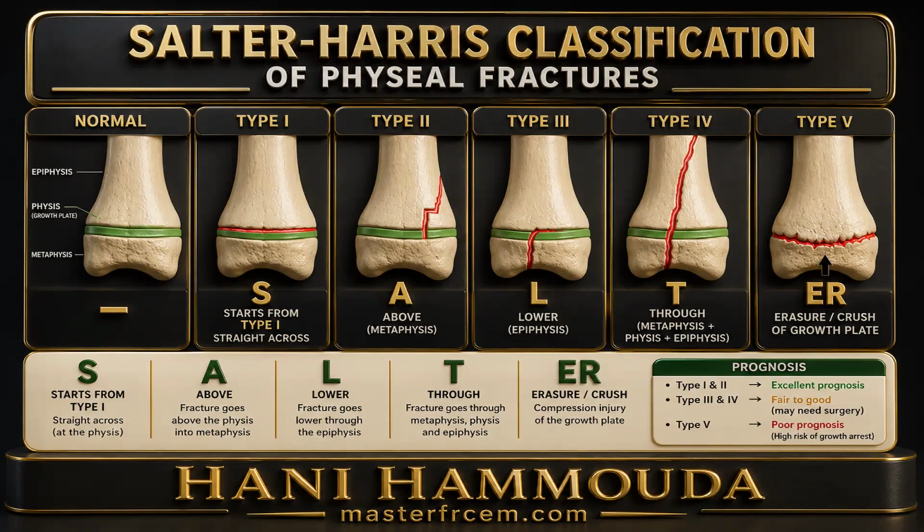And type 2 is above the physis. And type 3 is below the physis, lower. And type 4, we can see it going through the epiphysis, metaphysis, and physis. And type 5 is a crushed fracture. Type 1 and type 2 are most common and have a good prognosis, but type 3 and 4 might need surgery.